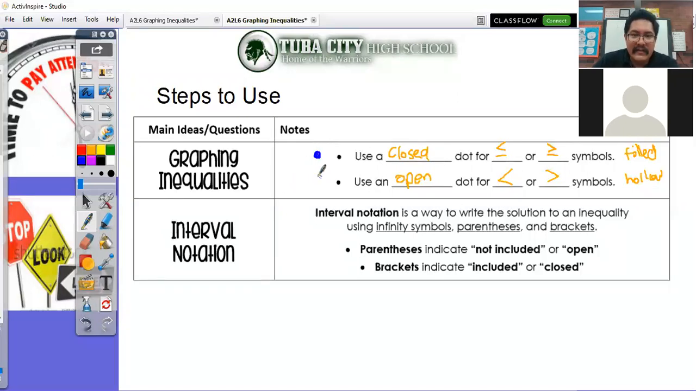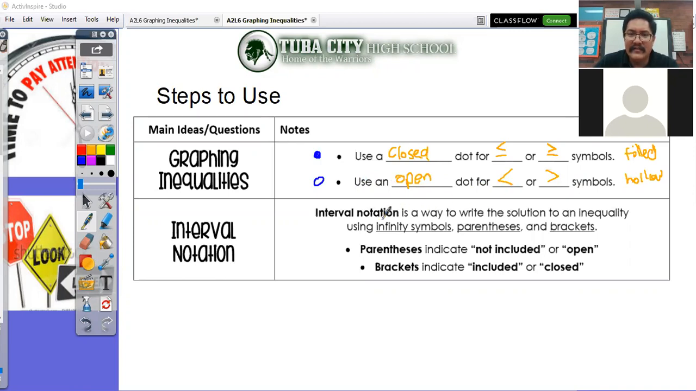Then we also have the open circle, which is this hollow circle. I called them hollow and filled circles for the longest time, but the material here is telling me that I should call them open circles. And we use those whenever we have a less than or greater than without an or equal to sign. And that's how we mark them on the graph.